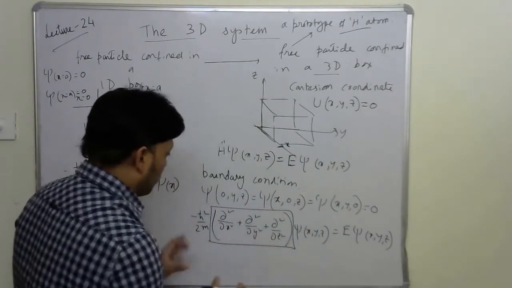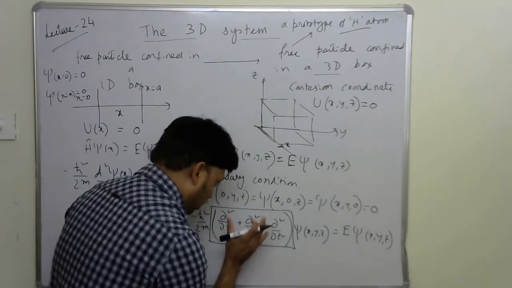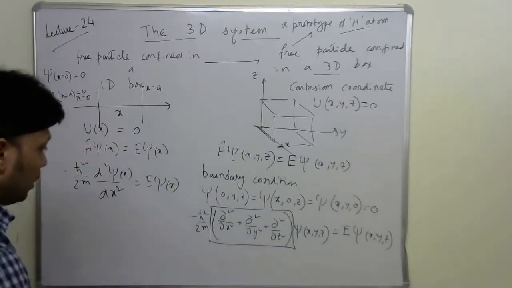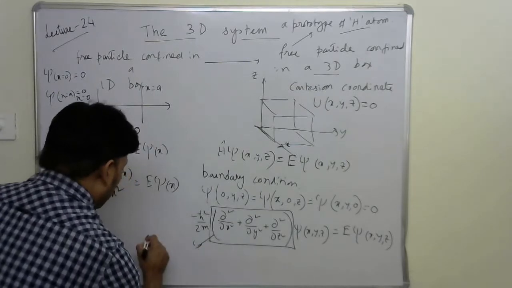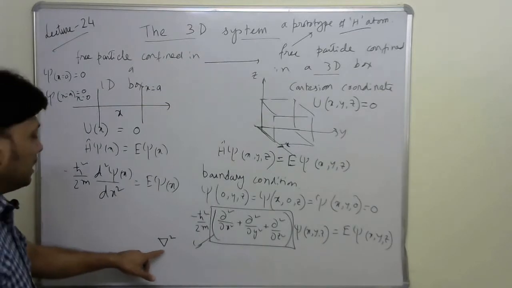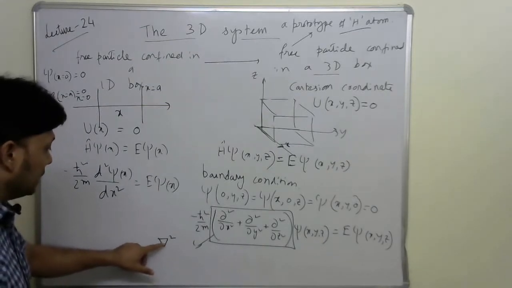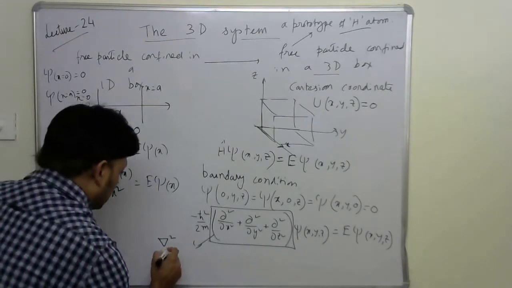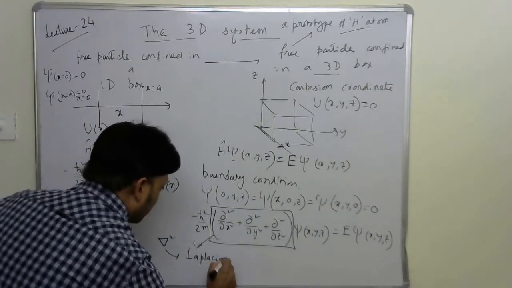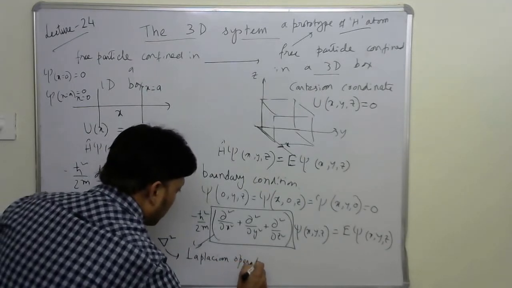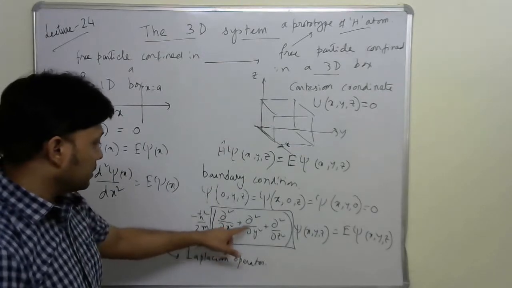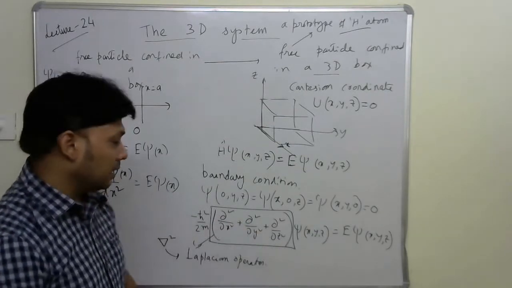Alright, now interestingly this expression, which I have demarcated within a rectangular box, is an operator, and that particular operator is expressed in terms of this symbol. This is called delta square, and this delta square is called the Laplacian operator. So what is the Laplacian operator here? Delta square is del 2 del x2 plus del 2 del y2 plus del 2 del z2.